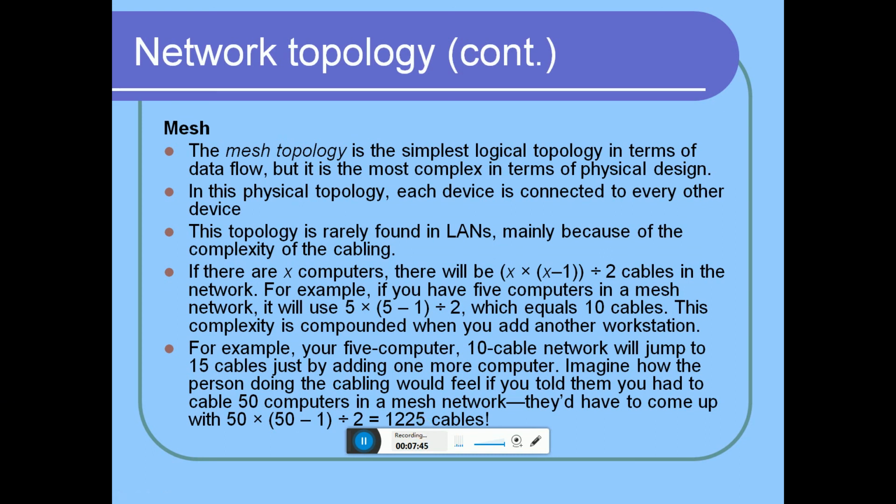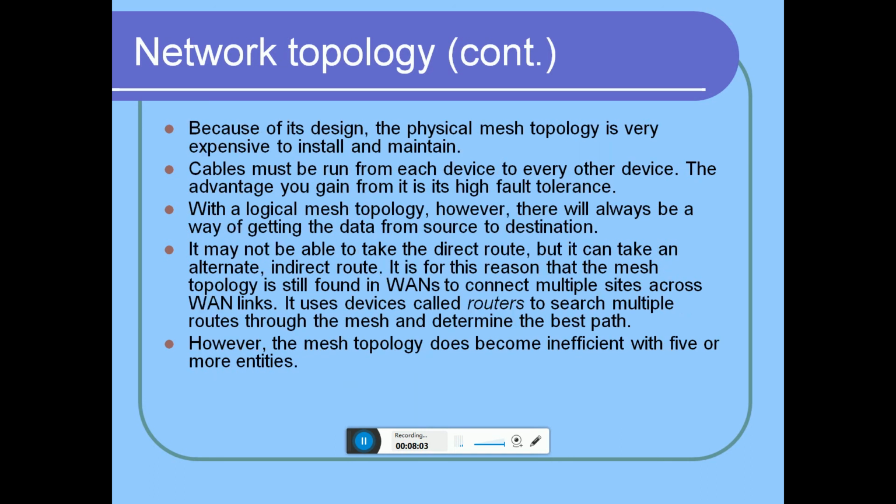Mesh. This mesh topology is the simplest logical topology. It is a physical topology. If, for example, you have 5 computers and 10 cables, adding one more computer jumps it to 15 cables. Just adding more computers, the person doing the cabling would feel it. Because of its design, the physical mesh topology is very expensive to install and maintain, as a cable must be run from each device to every other device. The advantage to gain from it is that it is highly fault tolerant.